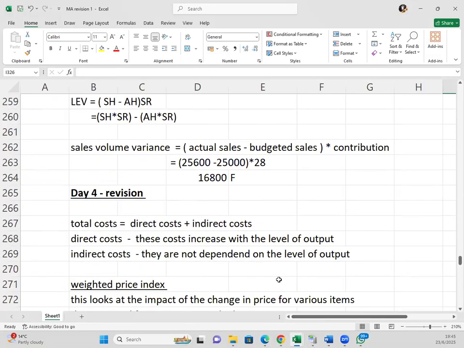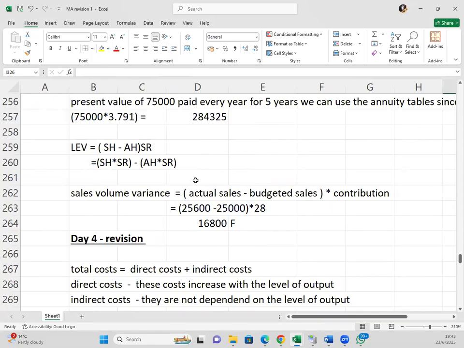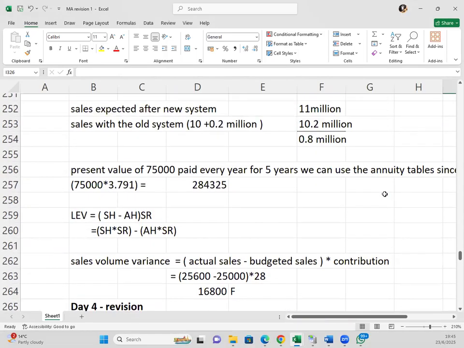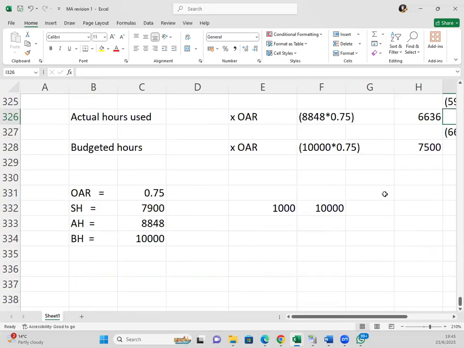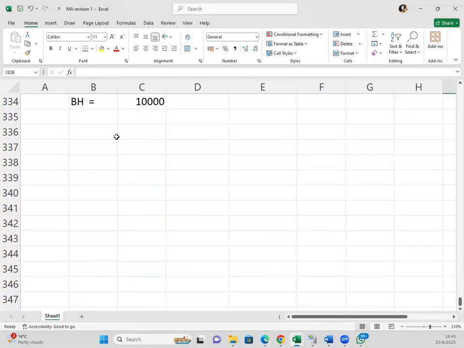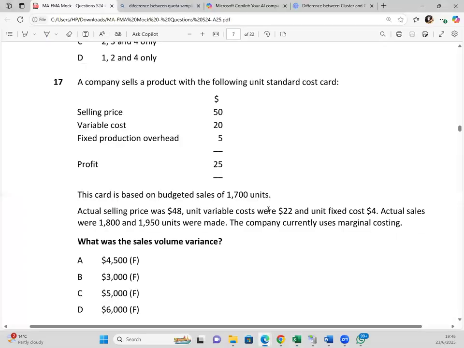So the sales volume variance here, this one is the sales volume contribution variance. So we can also have the sales volume profit variance. The difference is, if it's the sales volume contribution, we multiply by contribution. If it's the sales volume profit, we multiply by profit. So let's go back to the question and see which sales volume variance that was.